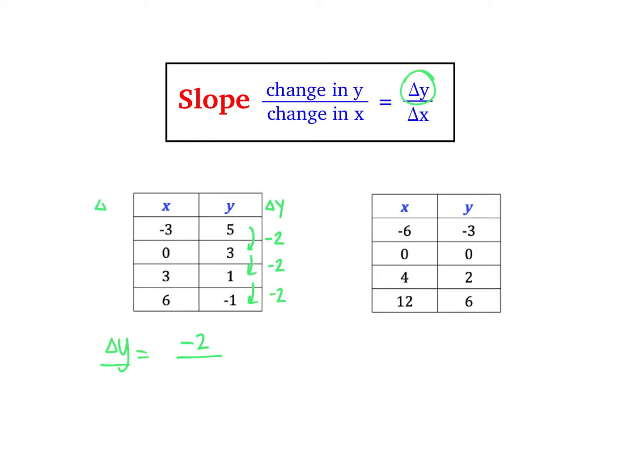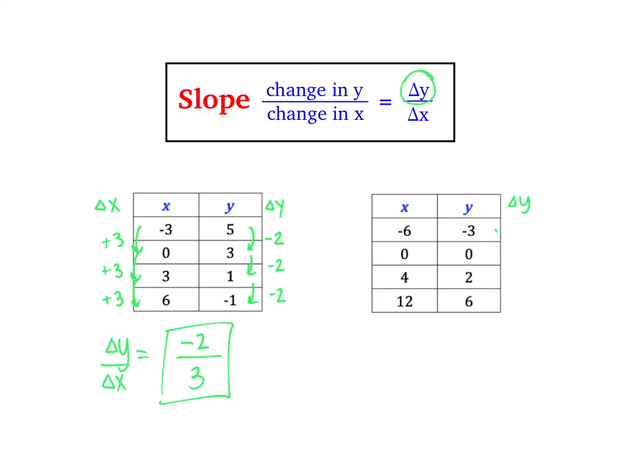And by doing that first, it helps me remember to put that in my numerator. Then I can look at my change in x, and here it is increasing by 3. So my change in x is a +3. So again, I just like to do my change in y first, since that's the first number that you use in your slope.